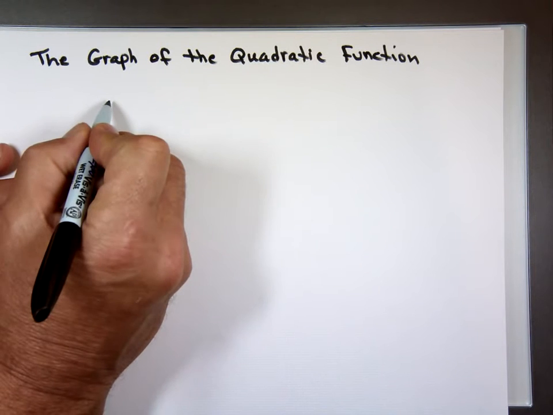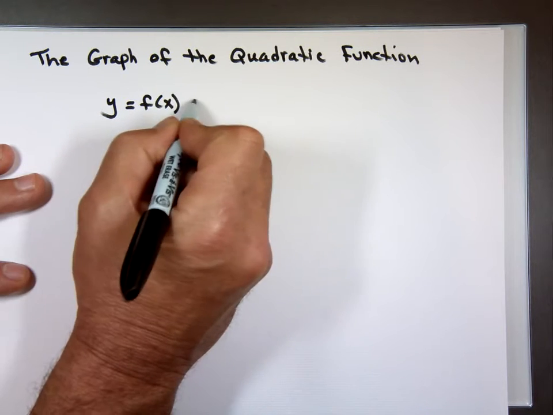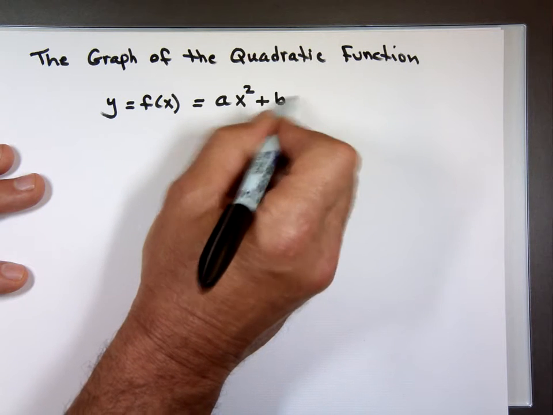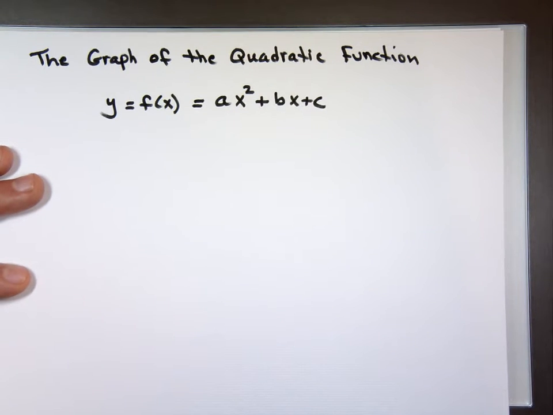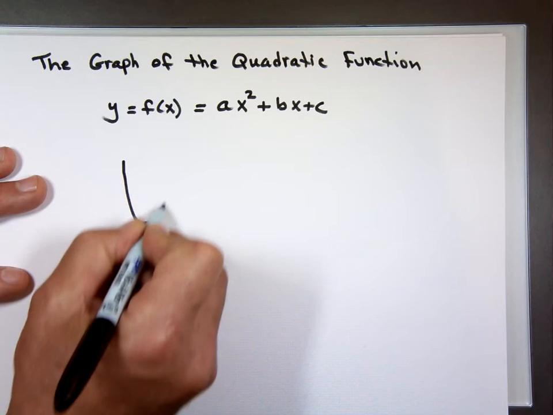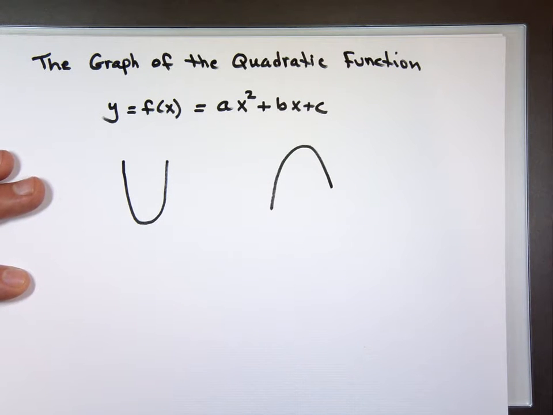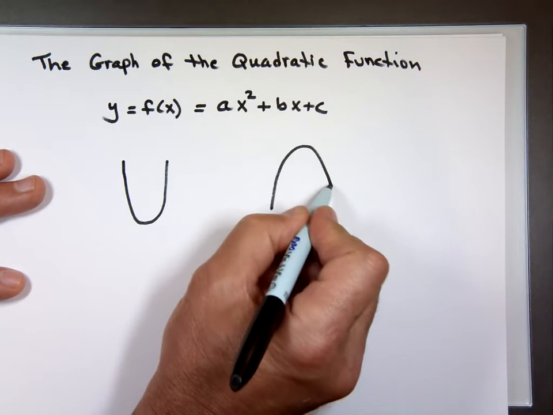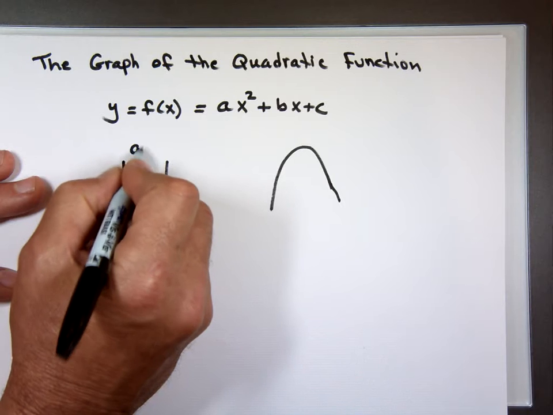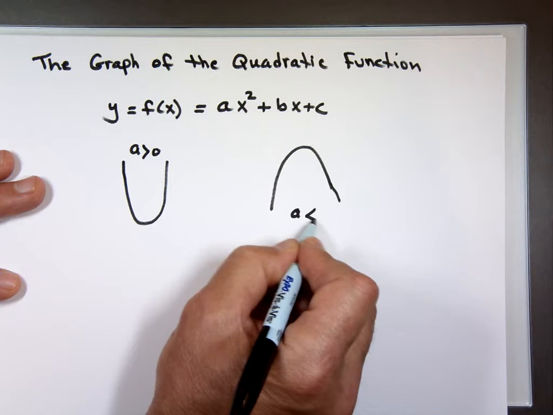When you have a quadratic equation, you can call it y, you can call it f of x, whatever you want to call it. It has this format: ax squared plus bx plus c. If you graph that, the graph is called a parabola. It's either going to look like this or like this. It's going to look like a smiley face or a frown face. A smiley face is when a is greater than 0. A frown face is when a is less than 0.